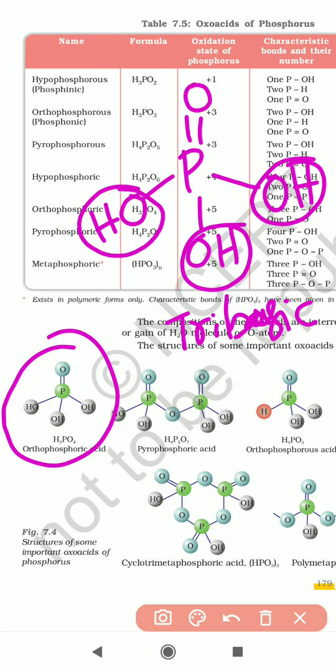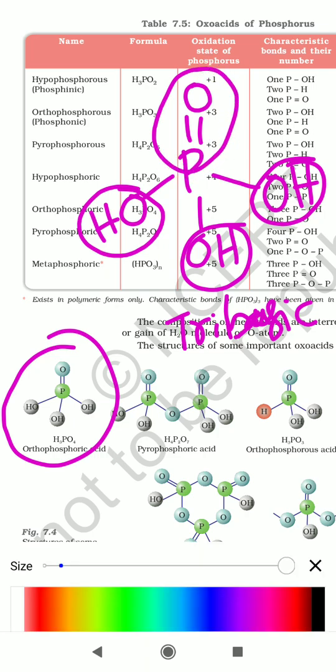See here, how many double bonds are there between phosphorus and oxygen? One double bond is present. And how many P-OH bonds are present? Three P-OH bonds are present there, that is, phosphorus with three hydroxyl groups. Here three OH groups are present, right?